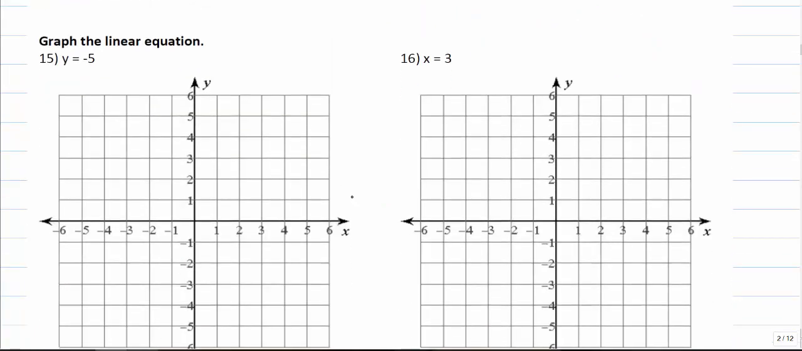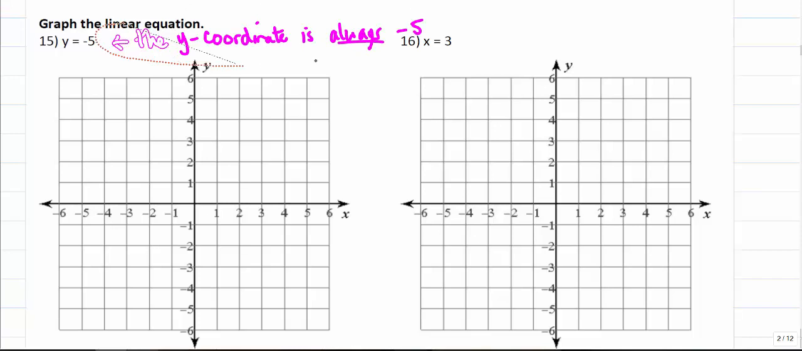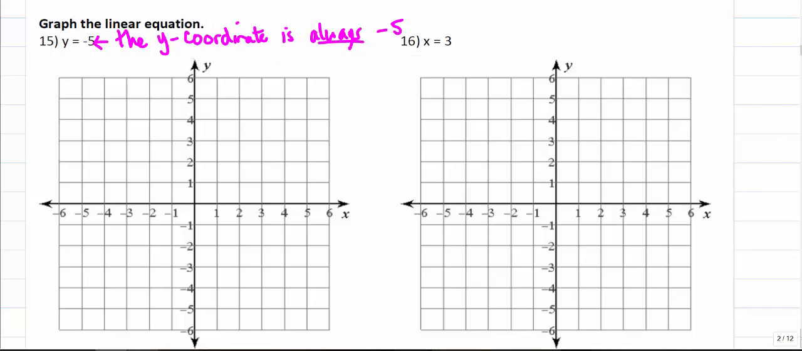Number 15 and 16 are special linear equations. When I look at an equation like this, it means the y coordinate is always -5. So when I look at this equation here, it's telling me the y coordinate is always -5. So let's move this over a little bit. So let's think about a point where the y coordinate is always -5. Well, right here. If you look at that point, that's the point, let's see, 0, -5.